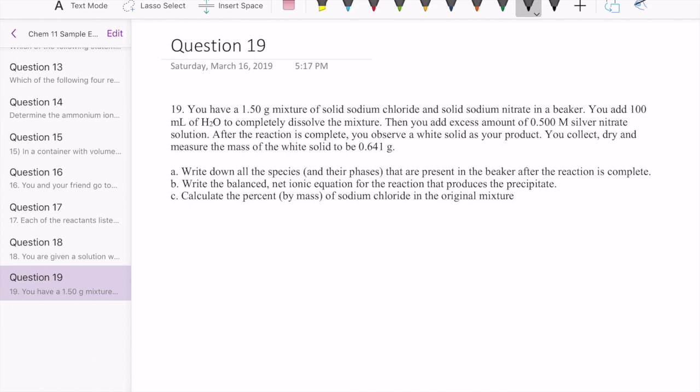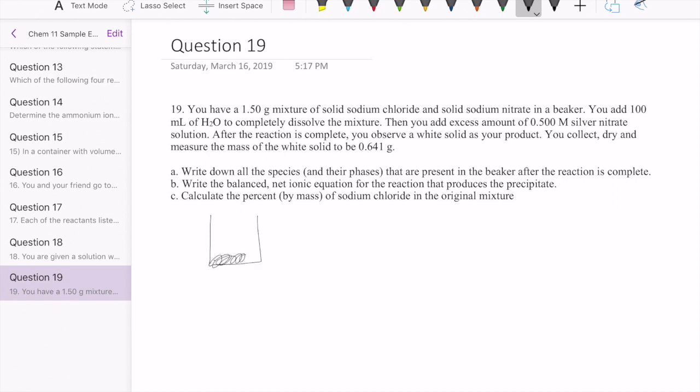And the question, there are 3 different parts. First, we just have to write all the different species, and then afterwards we have to write any net ionic equation and balance equation that we have, and then we have to calculate the percent by mass of the sodium chloride. So let's draw this out. It's always helpful to kind of see what's going on.